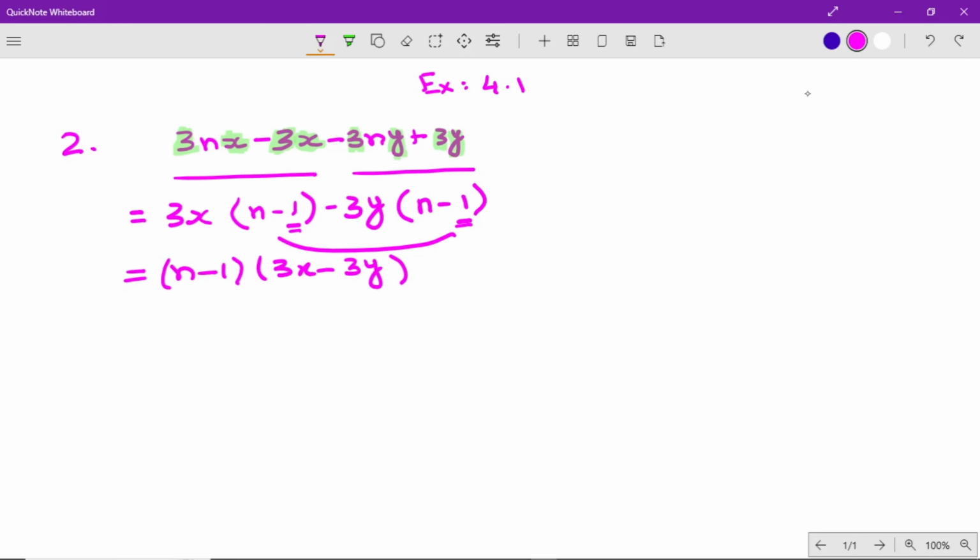Inshallah, there are 3 questions that have 4 terms in this exercise. The first 3 questions have 4 terms, and inshallah we will solve the next question in the next video.